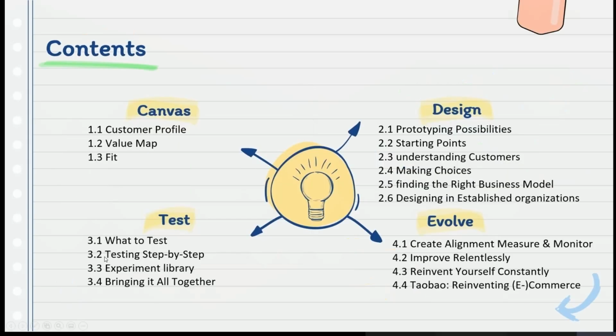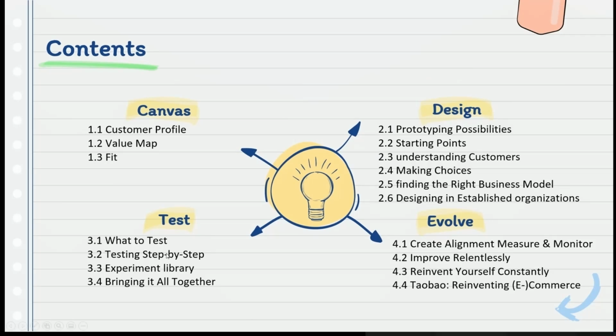As I mentioned, this book covers four main areas, which is the canvas. Today we will focus on the first chapter, which is customer profile, value map, and fit. It also focused on design, test, and evolve. For the upcoming session, which is next week, we will talk about design. We will go through different exercises and different topics they covered within the book. Then we will move to the test chapter, then the evolve chapter. So I divided it into four sessions, and in this way I can learn more and more by sharing whatever I read in the book.